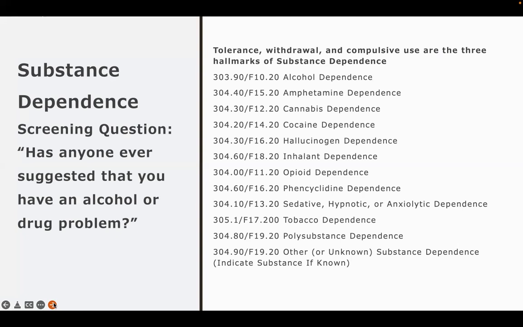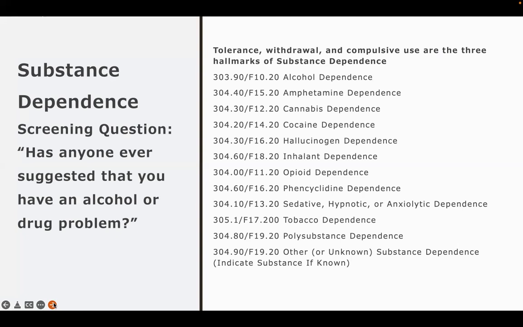In the DSM-4 text revised, substance dependence and substance abuse were separate. Now in the DSM-5, they have been collapsed into just substance use disorder. I do not know if they're going to be making any changes to this category of diagnoses in the DSM-5 text revised, but I just wanted to give you all a little bit of history. And quite frankly, if you conceptualize these two differently, you're free to do that. So with substance dependence, this is tolerance, withdrawal, and compulsive use. Tolerance, withdrawal, and compulsive use are the three hallmarks of substance dependence.